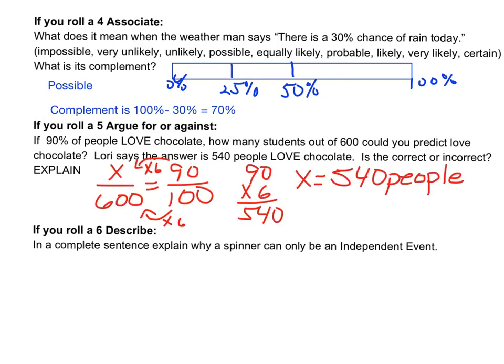Okay, so when I set up my proportion, I got my part, what I'm looking for, out of the whole. It says out of 600, so that means it's underneath the fraction bar, equals percent over 100. Cross multiply to solve, I just use scale factor of times 6. So 9 times 6 is 54, and add that 0. So I know Lori is correct.